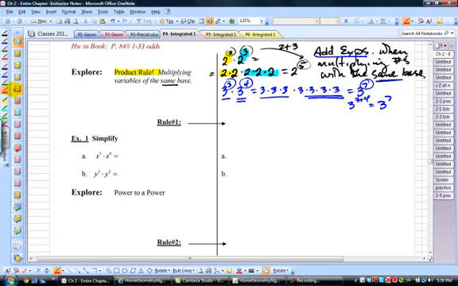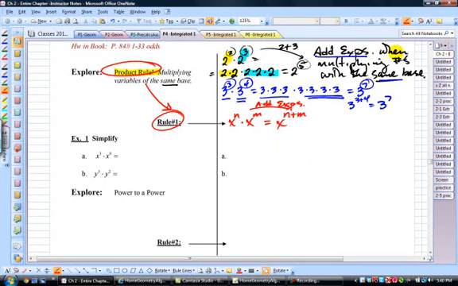And we can generalize it like this. And let's put this in red. This is called the product rule. We can say that x to the n power times x to the m power equals x to the n plus m power. When multiplying numbers of the same base, you add their exponents. So from here to here, we add exponents. When multiplying numbers of the same base, we add their exponents.